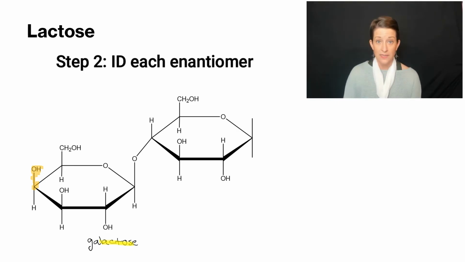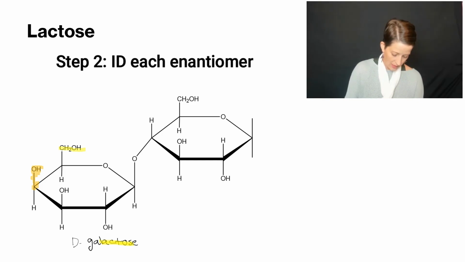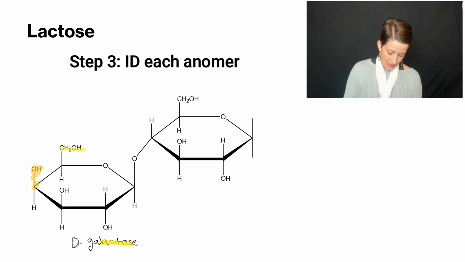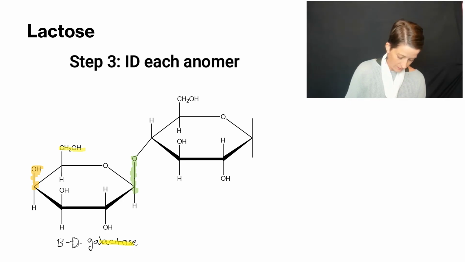We need to know if it's a D or L enantiomer of galactose. Carbon 6 is in the upward direction, so this is going to be D-galactose. And lactose has a beta glycosidic linkage. Therefore, the galactose we are working with has to be a beta D-galactose.